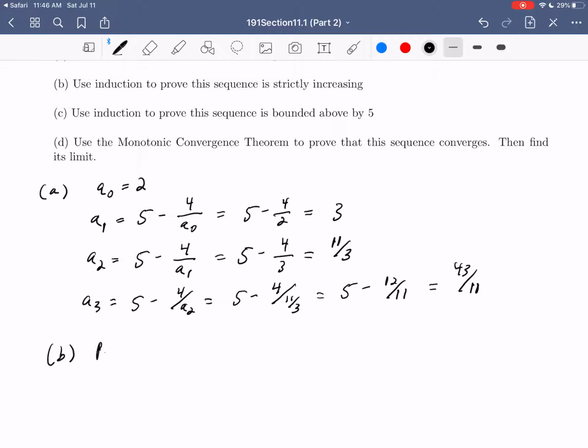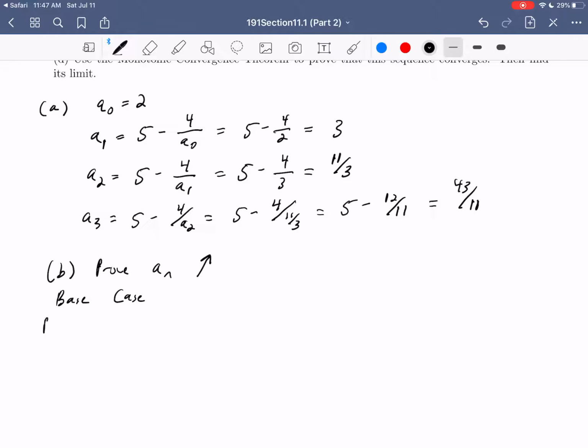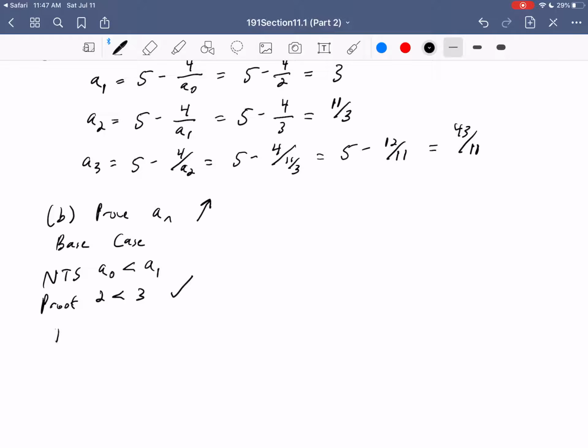So we need to prove a sub n is strictly increasing here. So we're going to start with our base case. The base case here is we need to prove that a sub 0 is less than a sub 1. So this time we need to show that when we take our first step forward, it is an increase. And then our proof, well, this is why we calculate the first couple elements. We just need those first two. Certainly 2 is less than 3. Check. Okay. Now we can go to the inductive step.